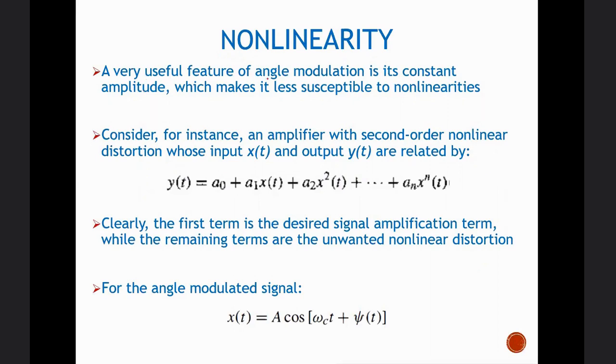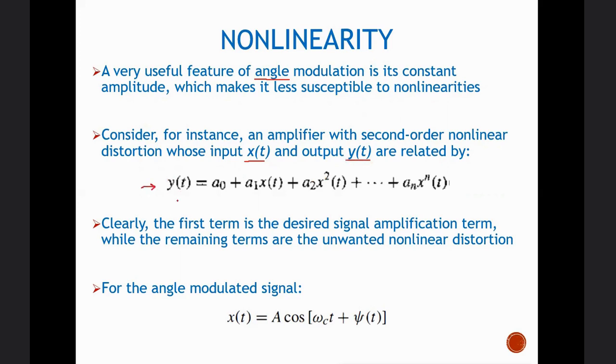A very useful feature of angle modulation, that is FM and PM, the phase modulation and frequency modulation, is its constant amplitude, which makes it less susceptible to nonlinearities. So consider, for instance, an amplifier with a second order nonlinear distortion whose input x(t) and output y(t) are related by this expression.